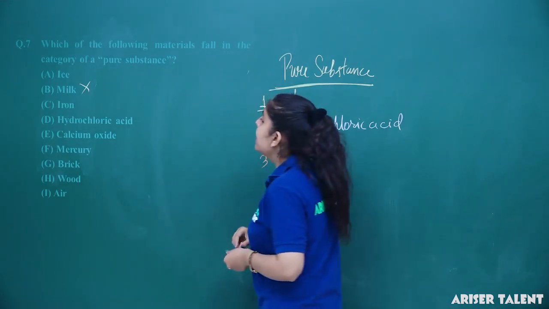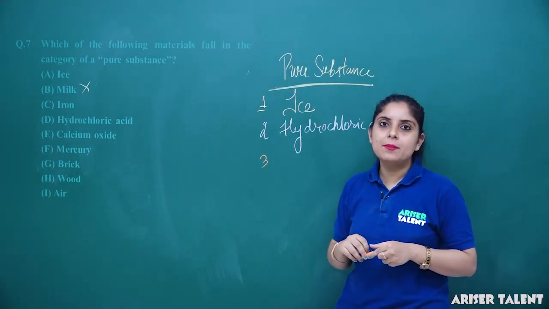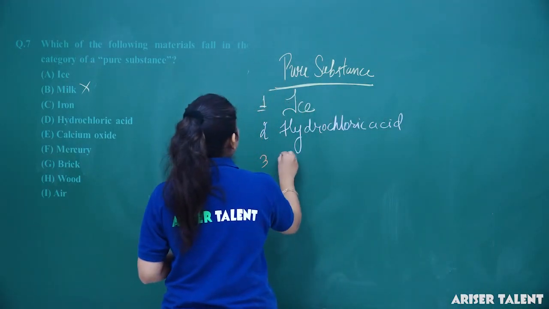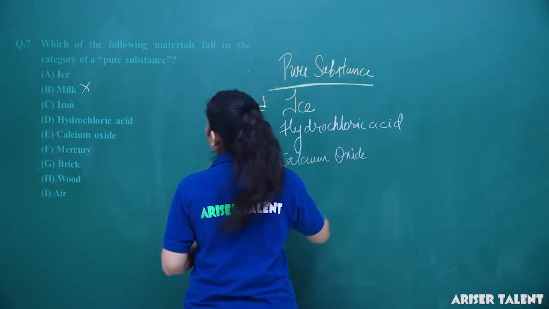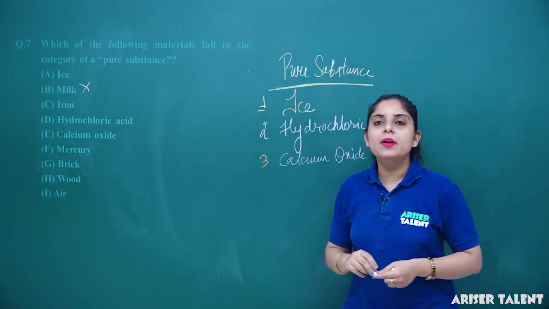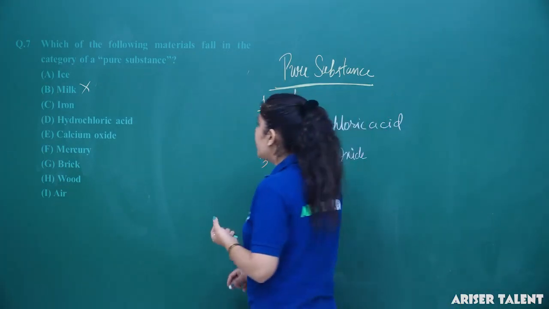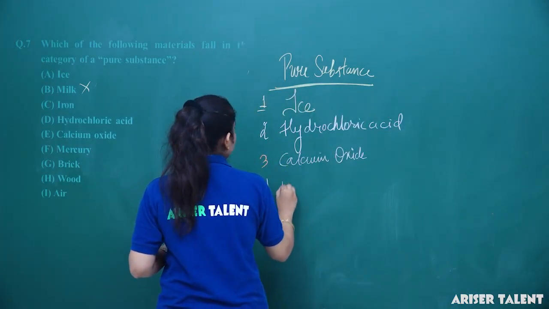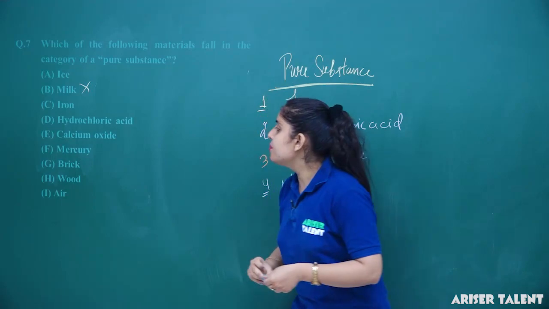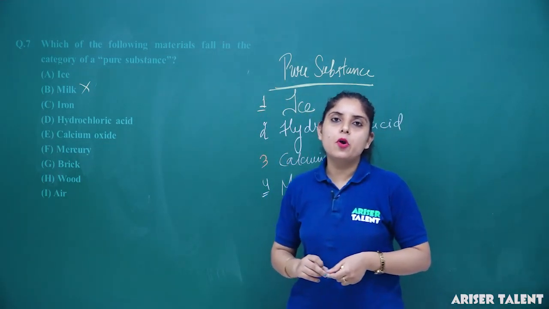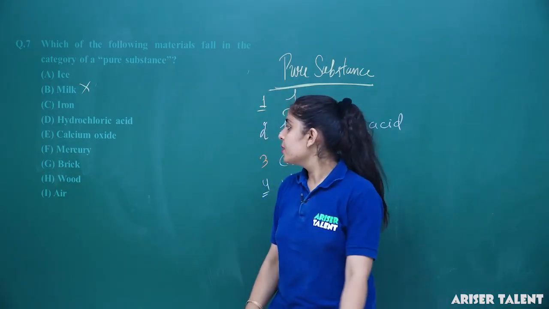The third one is calcium oxide. Calcium oxide is again a pure substance because it consists of the same kind of particles. So calcium oxide is a pure substance. If we are talking about mercury, mercury is again a pure substance because it consists of only a single type of element. So the fourth one is mercury, and mercury is again a pure substance. Next one is brick. Brick is actually not a pure substance, as the brick may consist of different constituent particles. Wood.